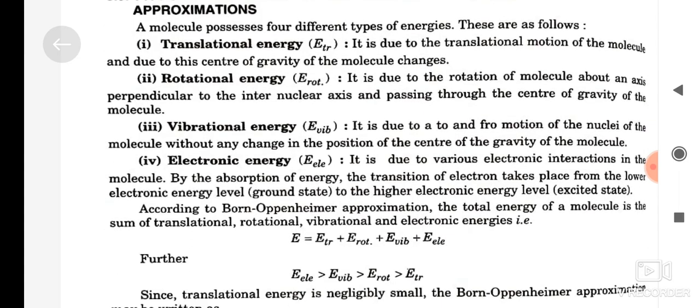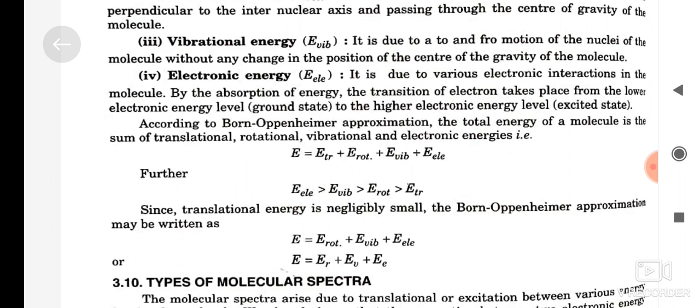By the absorption of energy, the transition of an electron takes place from a lower electronic energy level to a higher electronic energy level. According to the Born-Oppenheimer approximation, the total energy of the molecule is the sum of translational, rotational, vibrational, and electronic energy, i.e., E = E_tr + E_rot + E_vib + E_elec. Further, E_elec is greater than E_vib, which is greater than E_rot, which is greater than E_tr.